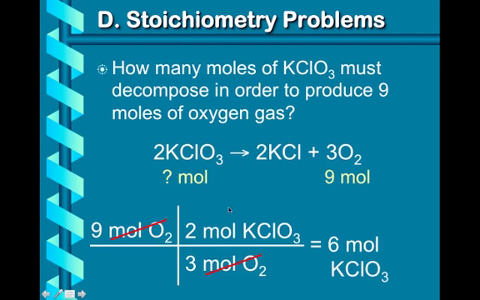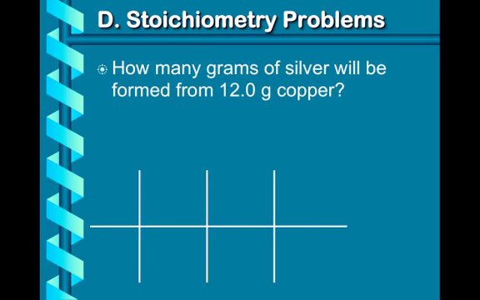Now we need to check our answer and see if that makes sense. Well, if we have 9 moles, that's roughly 3 times the amount of oxygen that you would have in a normal reaction. You would probably have to have about 3 times the amount of potassium chlorate. So just check your answer and see if it makes sense. If it's way too big or way too small, you may want to work your problem again.